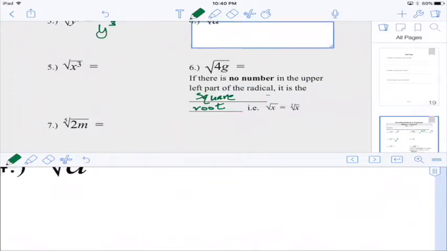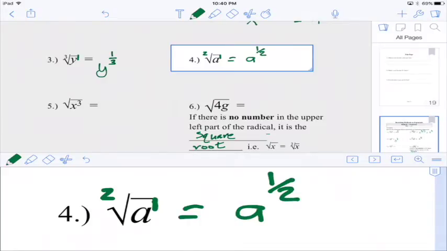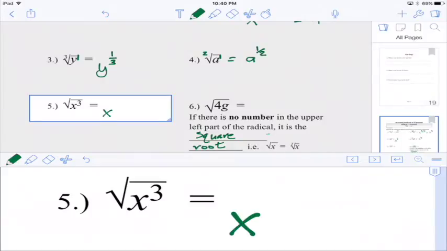So a is raised to the first power, and this is a square root, so this is a to the 1/2. Square root is the same thing as 1/2 power. Number 5, this is x to the 3. Well, there's nothing there, so we know it's a square root.